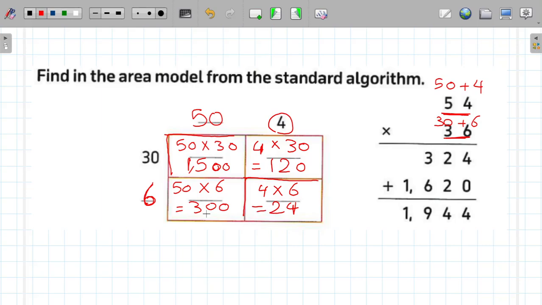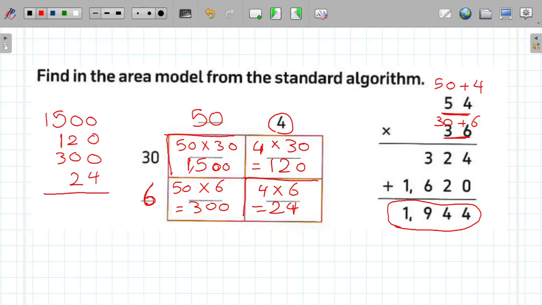Okay, so I completed the area model and I have the final result here. It's 1,944. Let's make sure by the numbers here. The first one was 1,500. The second one here was 120. Next I have 300, and the final one is 24.